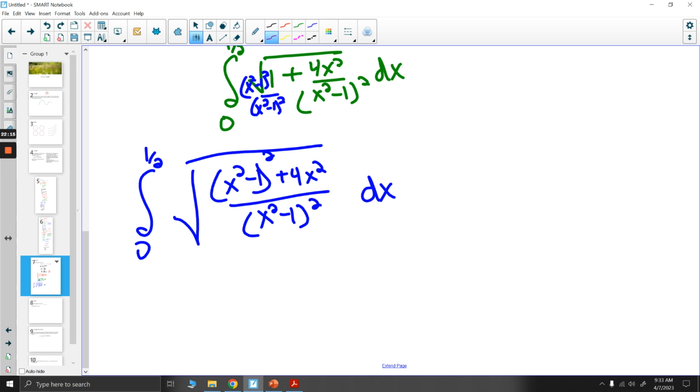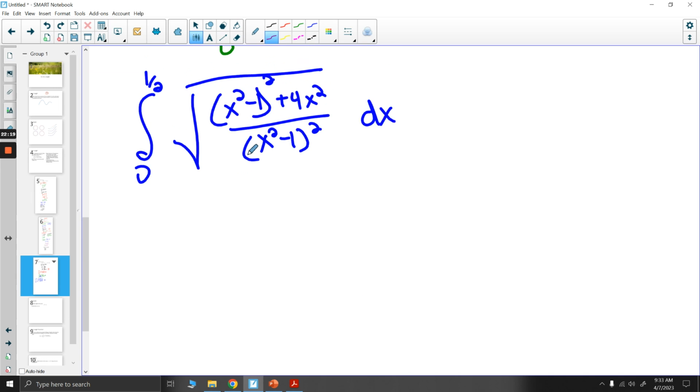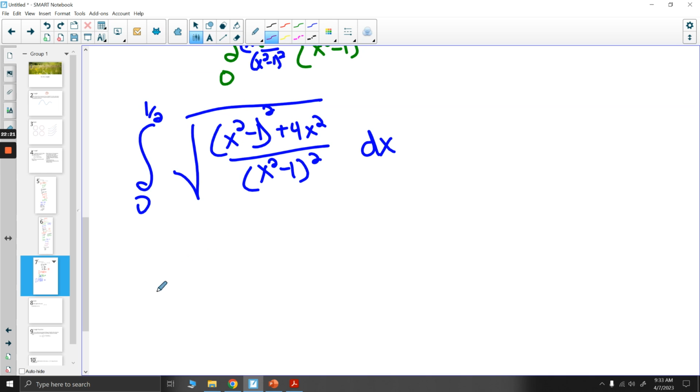Okay, so the bottom is nice. It will come out of that. The top, I need to FOIL that out. So we have the integral from 0 to 1/2 of the bottom, which is just x squared minus 1, which we could actually write as x plus 1, x minus 1. I'm going to go ahead and do that now. x plus 1, x minus 1. We generally like them factored.